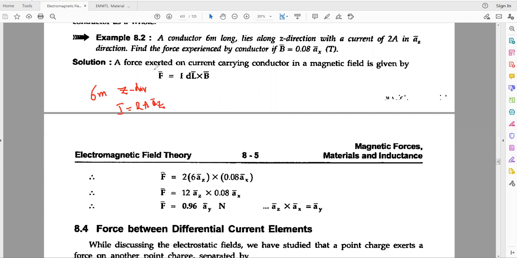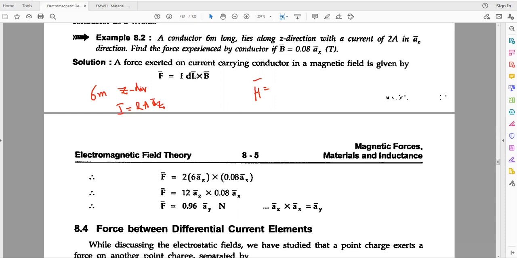Okay. The force exerted on a current carrying conductor in the magnetic field, the formula we have is F bar is equal to I into dl bar cross B bar. So actually, the H bar formula we have is I dl bar cross B bar by 4 pi, the function we have.